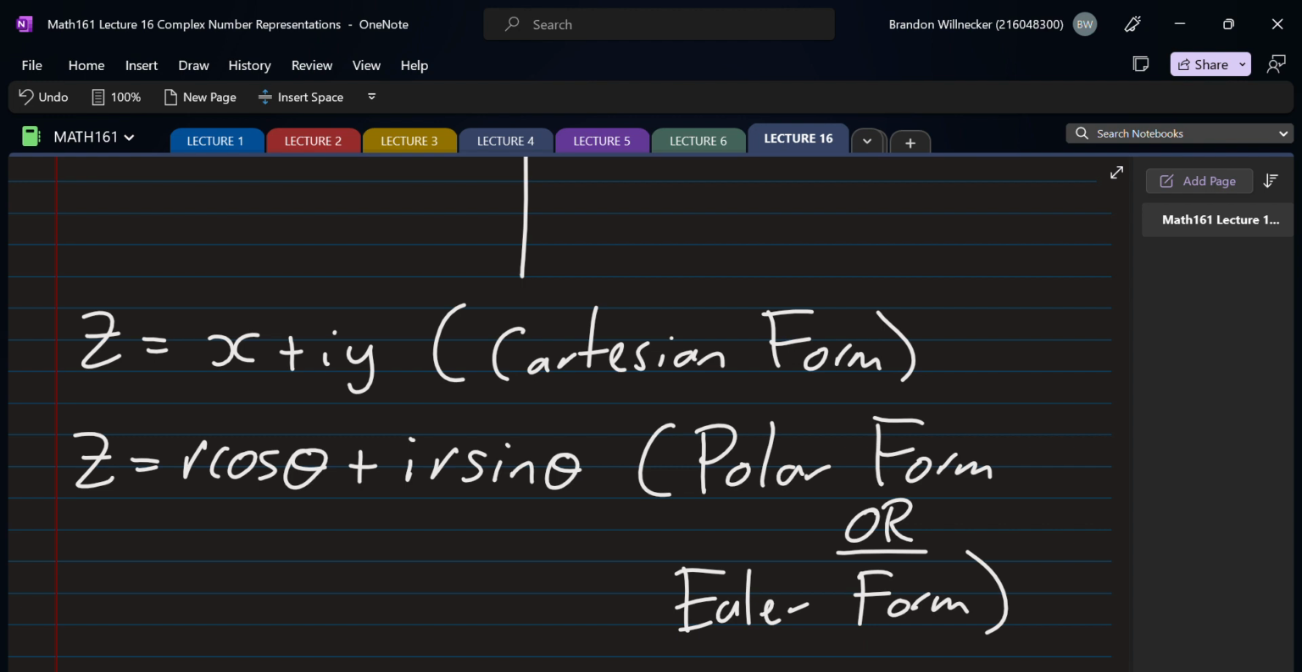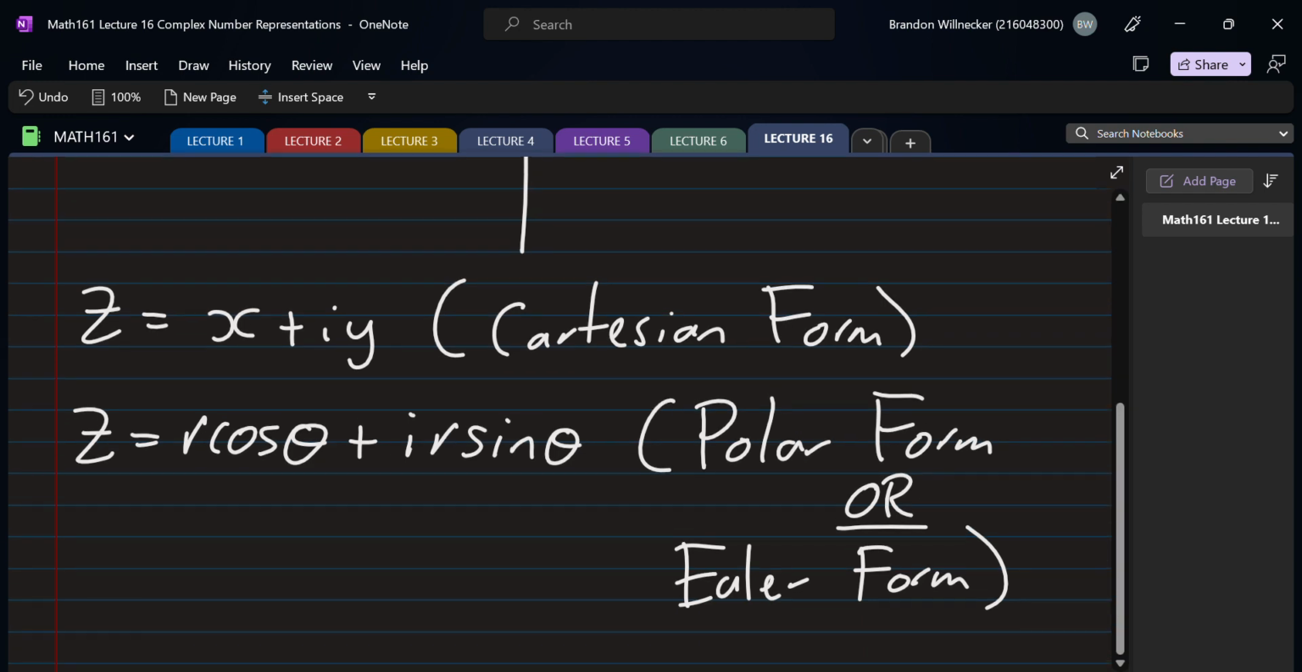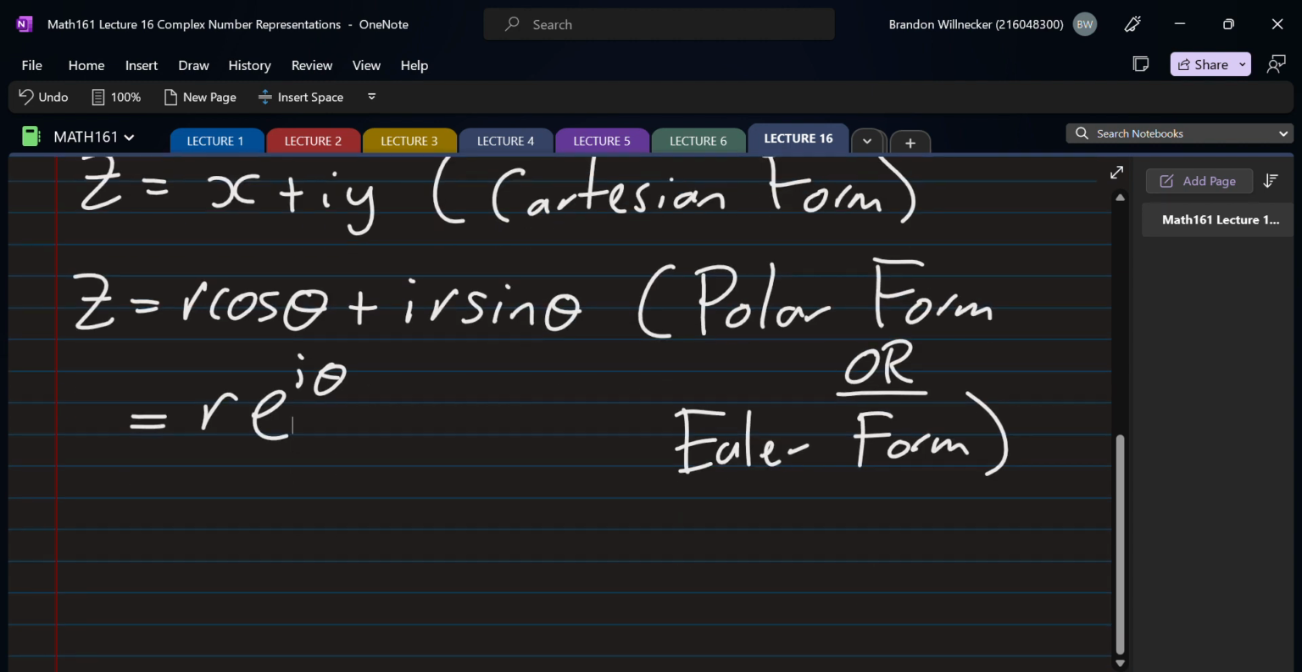Okay, and a nice compact way of writing this polar form or this Euler form is to write this as r e to the i theta. Now this looks quite strange and weird, but we'll see how this works shortly.